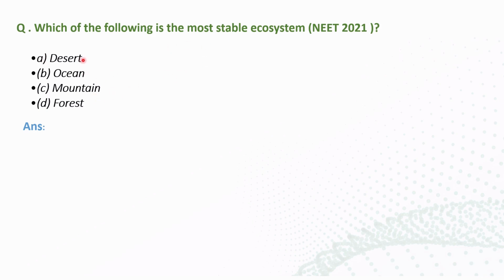Because in the deserts you cannot say it is the most stable one. Why? Because in the deserts the sand may or may not be there, and it does not contain proper species. Okay, so you cannot say that it can be continuously like this, and it cannot maintain species. So this is not the most stable one. Ocean normally is a stable one.